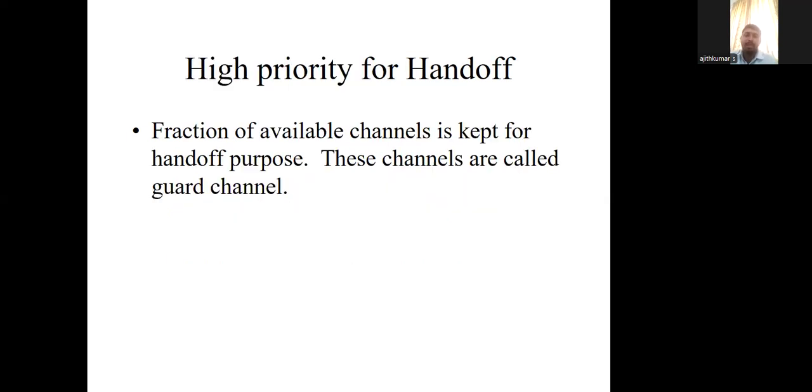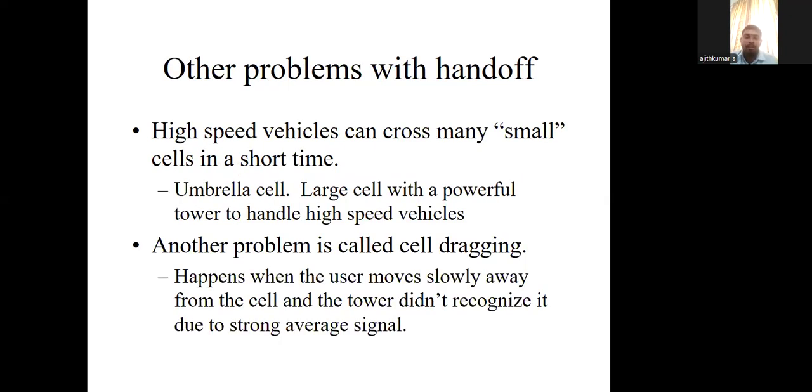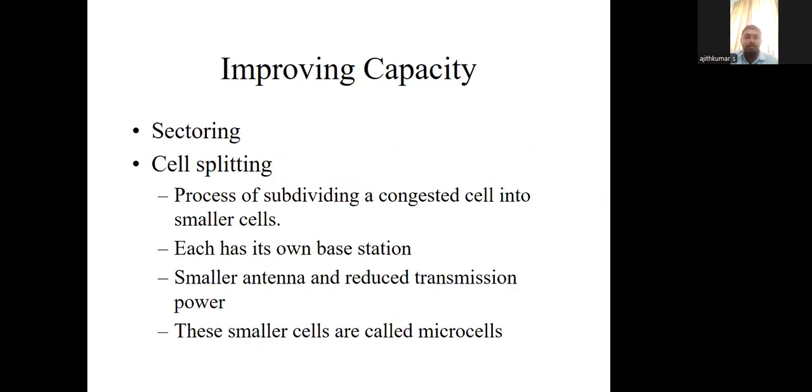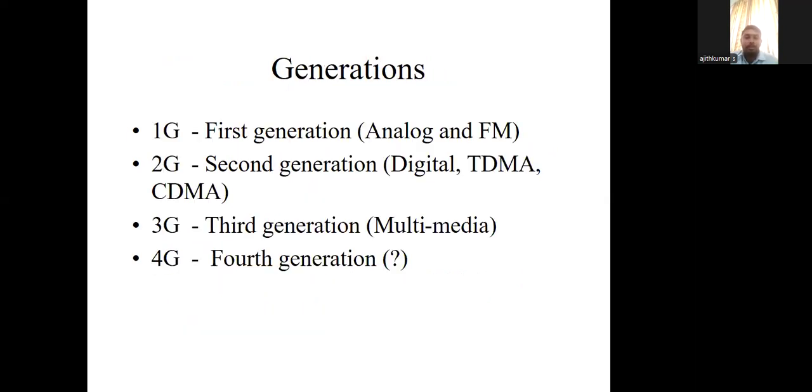See the high priority of handoff. A fraction of available channels is kept for handoff purposes. These channels are called guard channels. See the other problem with handoff: high speed vehicles can cross many small cells in a short time. Another problem is called cell tracking. Improving capacity: sectoring, cell splitting. Then the generations of the cellular system are 1G, 2G, 3G, 4G.